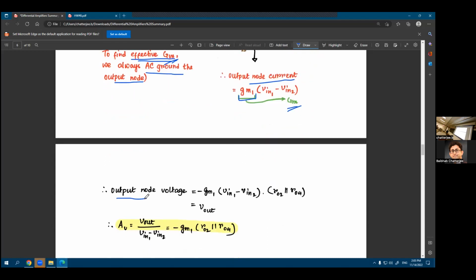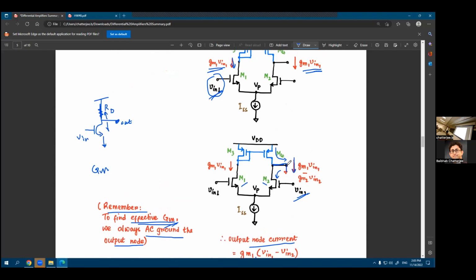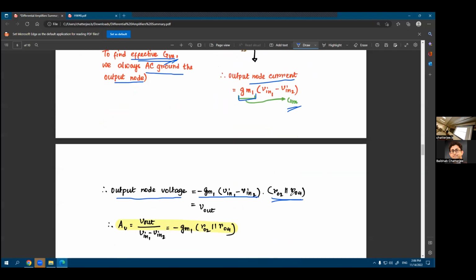Okay, so what would be the output node's voltage? Now you have your transconductance, which is minus GM1 or GM1 in this case. And since it is a common source stage, we have that minus sign. That is multiplied with the effective output resistance, which is RO2 in parallel with RO4. Why RO2 in parallel with RO4? This is your output node, right? What are the two transistors connected here? You have a PMOS transistor connected as M4, and you have an NMOS transistor connected as M2. In both cases, you're looking at the drain of the transistor. You're looking at the drain of the M4 transistor, and in parallel, you're looking at the drain of the M2 transistor. So it is RO2 in parallel with RO4.